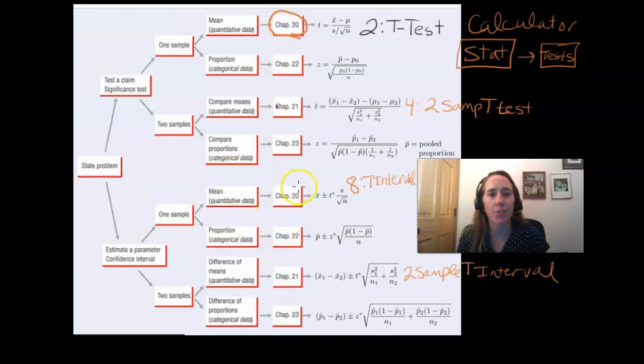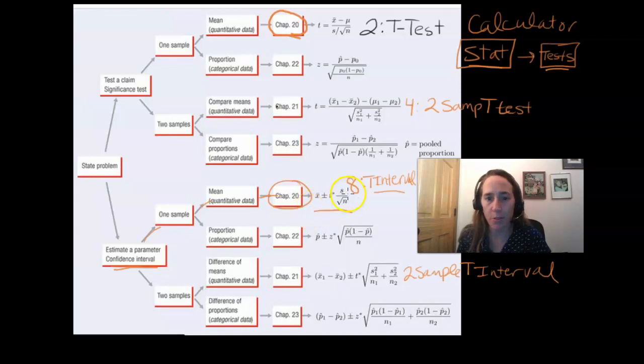So we've covered Chapter 20. We use these formulas. Here's our confidence interval. Remember, you do the confidence interval down here. It's one sample. We're looking at the mean. We go here to Chapter 20, and this is our formula. This is the form from the calculator. You go to stat, and then you scroll over to tests, and you're going to select number 8 for a t interval, and you'll be able to calculate the interval that way.